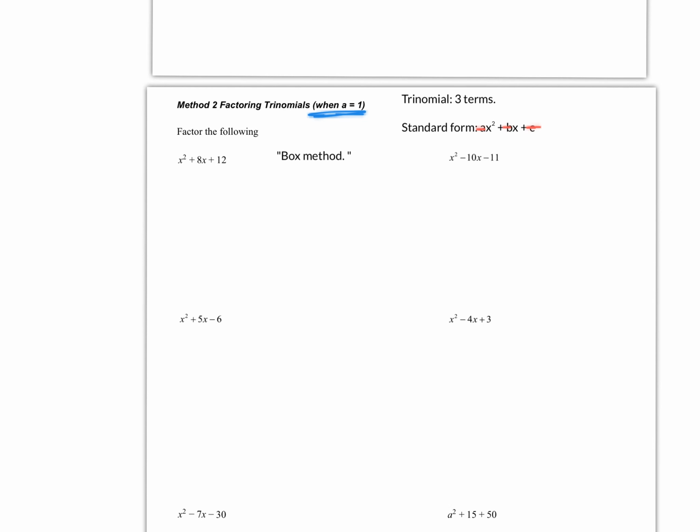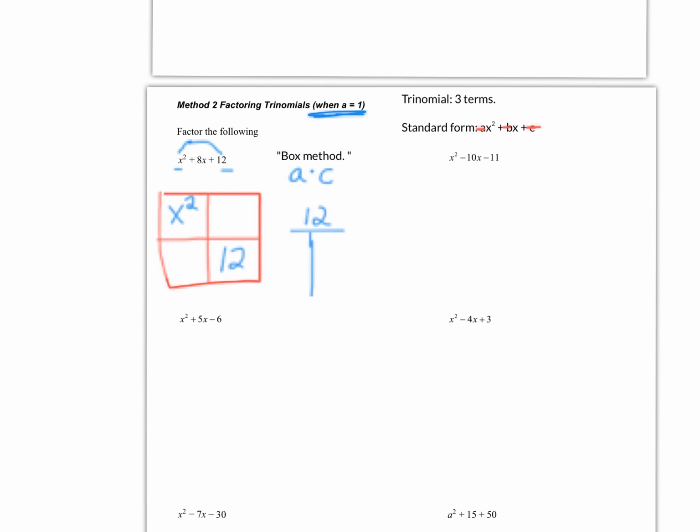So for this box method, obviously we're going to want to create a box, hence the name. And then we're going to split it up into 4 quadrants. In the first quadrant, we're going to put the first term. In the last quadrant, we're going to put the last term. Now in the other two quadrants, what we're going to do is take the first times the last term. So I'm going to say that's A, if we look at standard form, times C. That's 12, right? 1 times 12 is 12.